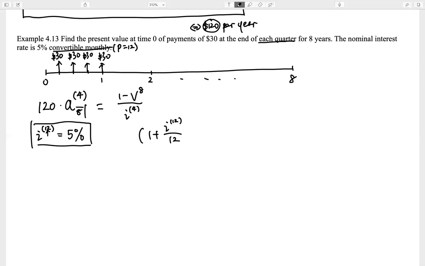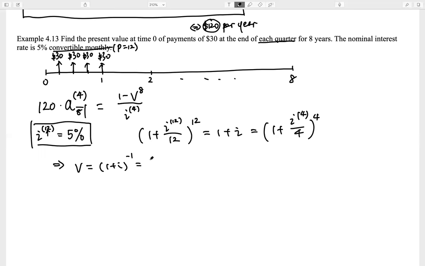Meaning what I have is the accumulation for 1 month, raised to the power of 12, will give me 1 year. That would be 1 plus i. I can apply the same thing. So from here, not only do I get i, but I also get i upper 4. So first of all, v equals (1 plus i) to the negative 1. So it would be 1 plus 5% divided by 12, to the negative 12. So I'm able to get the first quantity I want.